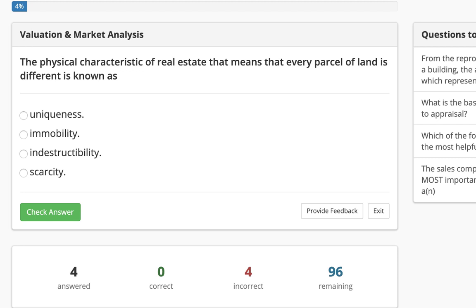All right, this one comes up a lot in question feedback, and so I'm just going to caution you guys ahead of time. Read the question and answers carefully and completely. The physical characteristic of real estate that means that every parcel of land is different is known as A, uniqueness, B, immobility, C, indestructibility, or D, scarcity. What does everybody think here?